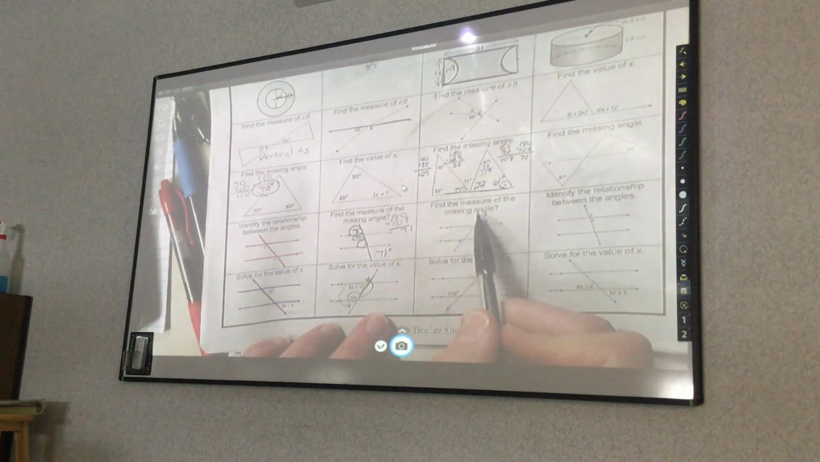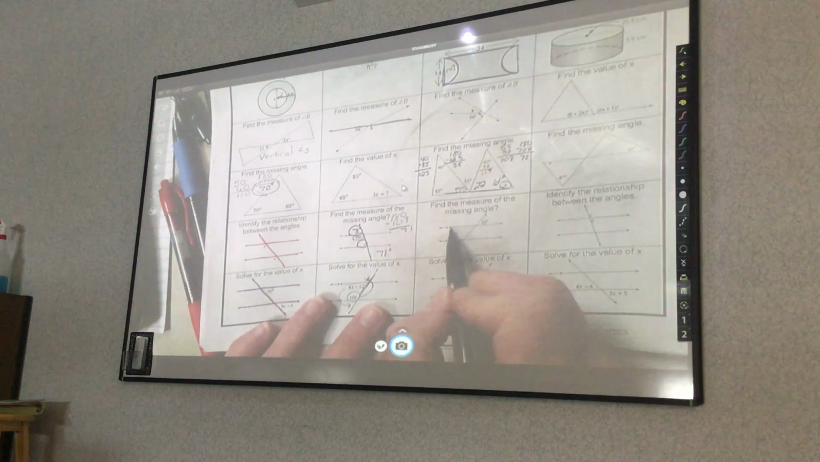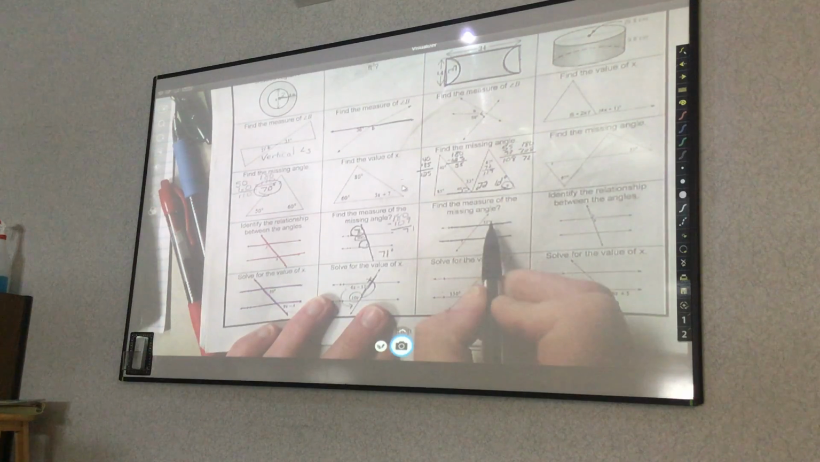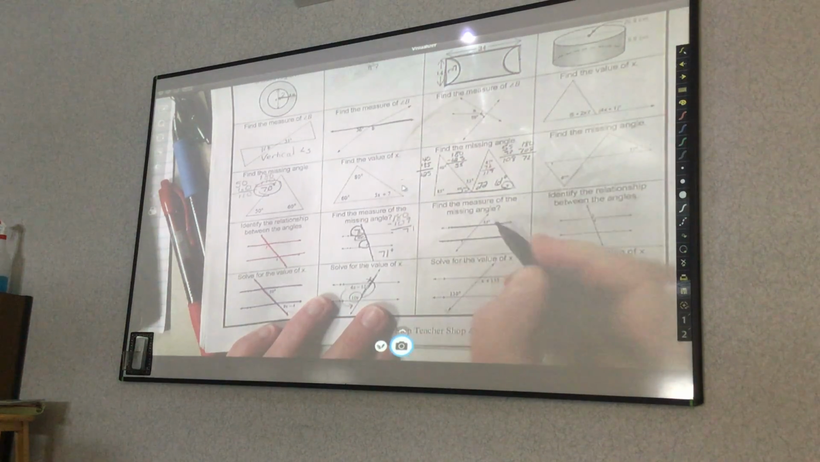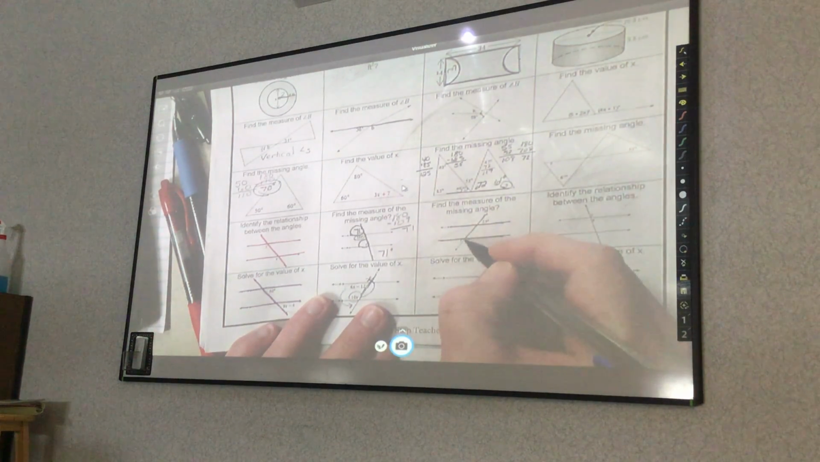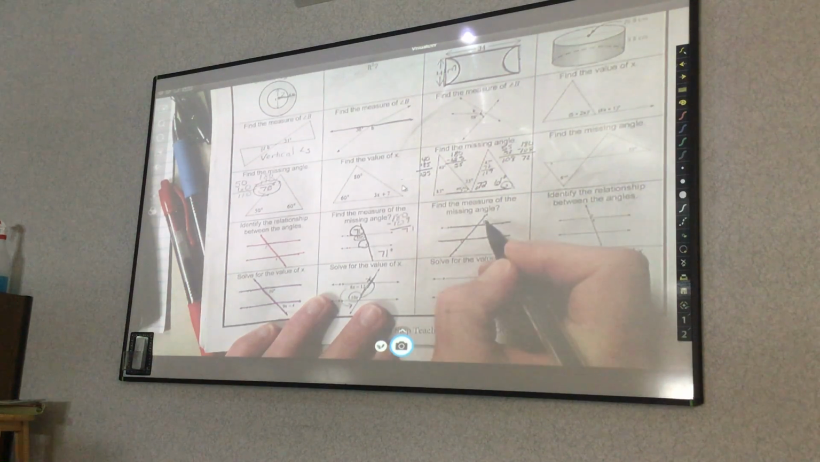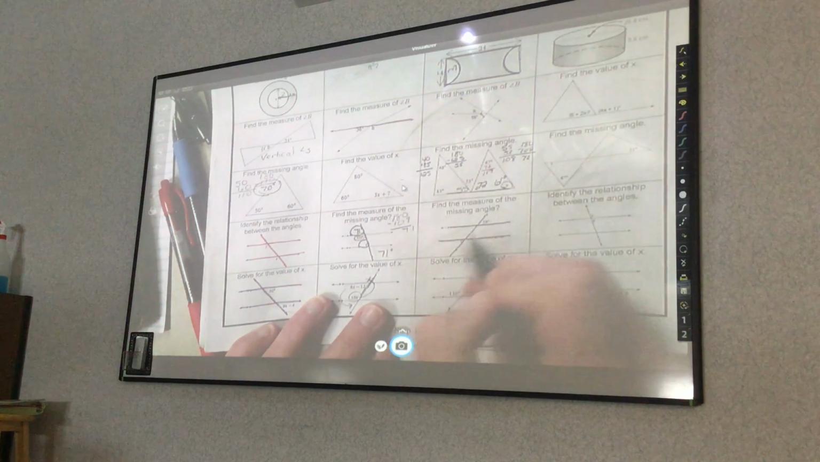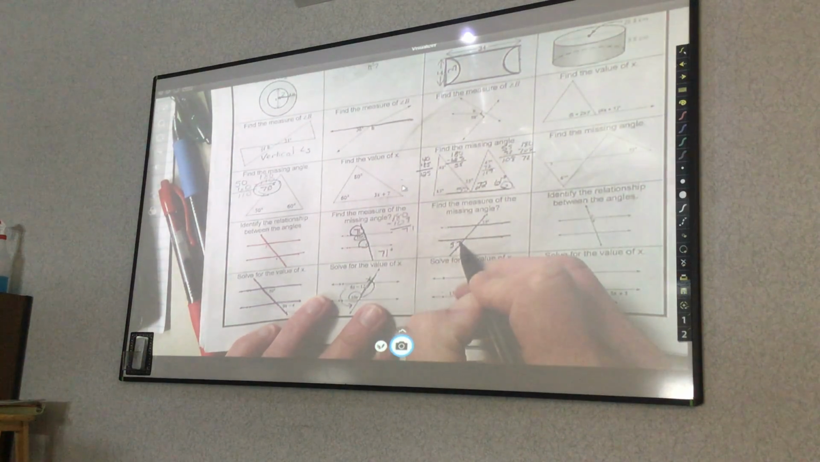measure of the missing angle. Remember? If this measurement would be here, do you see how if these are parallel lines, these are vertical angles? So if this is 53, then this is also 53.